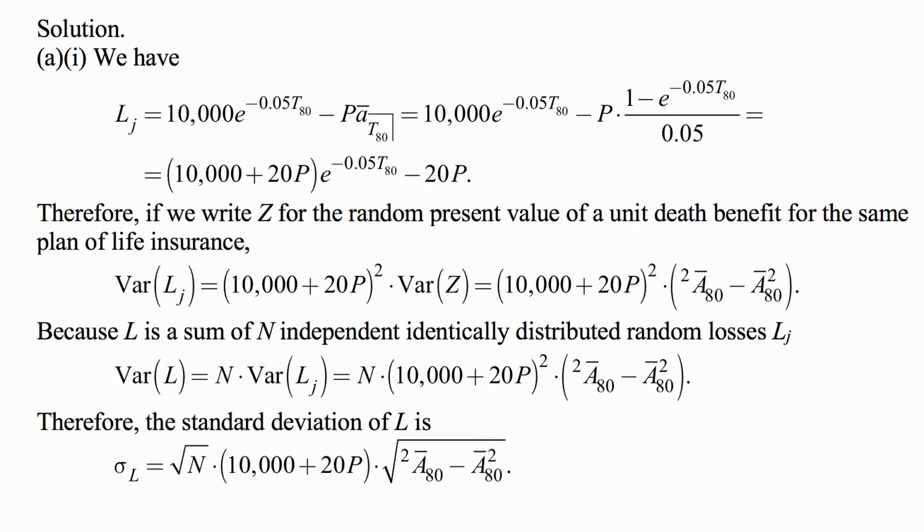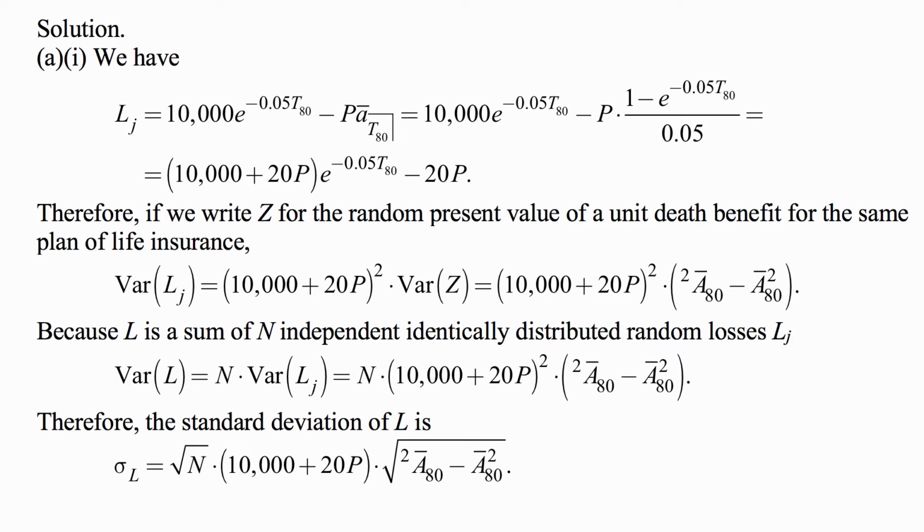For Part A, we have that Lj is equal to 10,000 e to the minus 0.05 T80 minus P times a bar angle T80. And then we write a bar angle T80 as 1 minus e to the minus 0.05 T80 over 0.05. Recalculating everything, this becomes 10,000 plus 20P times e to the minus 0.05 T80 minus 20P. Here 20 is the 1 over 0.05.